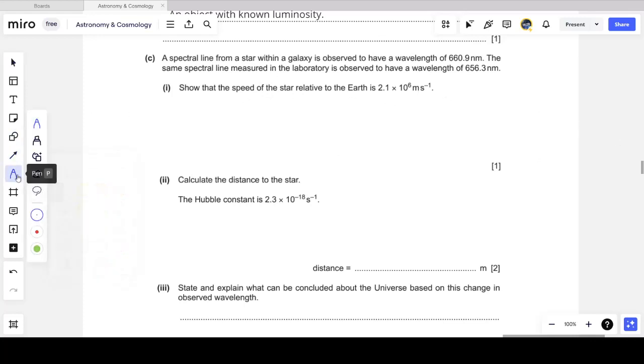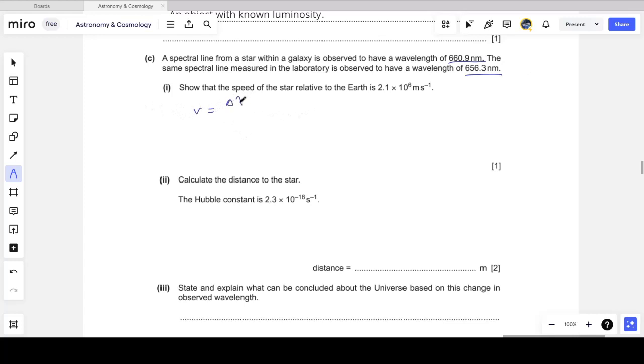Since they actually give you what the final answer should be, it's only a 1-mark question, but it's a little bit of calculation. So how do I know what the actual speed of the star is going to be? I know what the observed wavelength is, and I know the actual wavelength when emitted by the star would be 656.3 nanometers. When measured, I only measure 660.9 nanometers. So the light gets redshifted, it's stretched out. So I know that v over c is delta lambda over lambda.